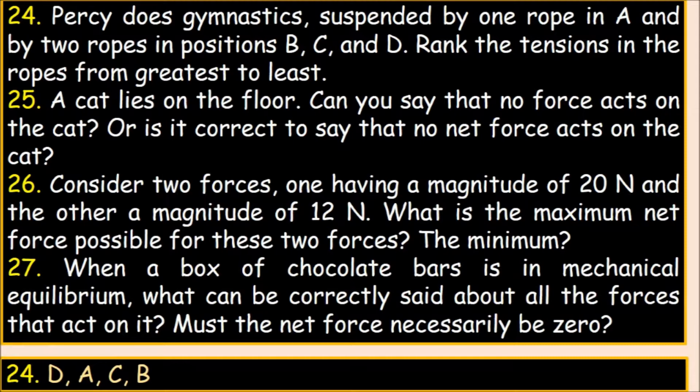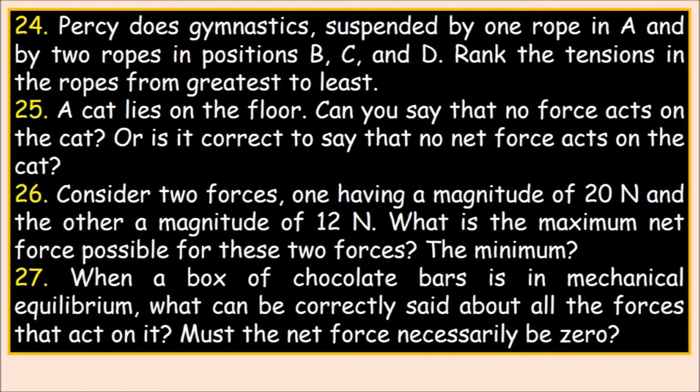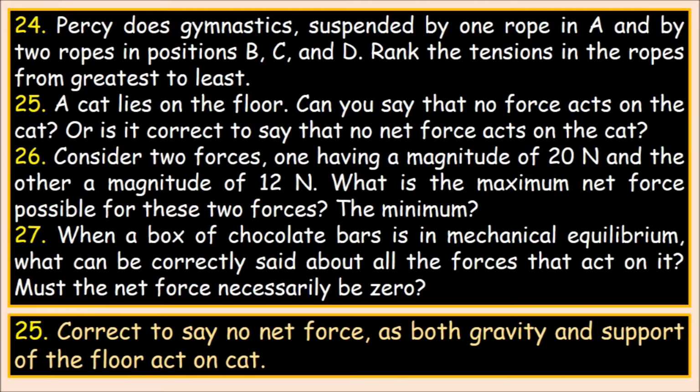Okay, the cat lies on the floor. Can you say that no force acts on the cat, or is it correct to say that no net force acts on the cat? Well, of course forces act on the cat. You have the cat's weight, which is the downward force, and the cat's supporting force, which is the normal force. So yeah, there's going to be no net force, but there's certainly going to be forces acting on the cat.